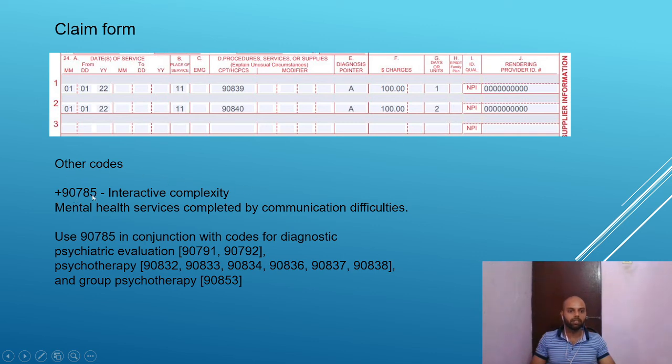And 90785 is for interactive complexity, for mental health services complicated by communication difficulties. There is a coding guideline for using 90785. You can use 90785 in conjunction with psychiatric evaluation codes, psychotherapy codes, and group psychotherapy codes.